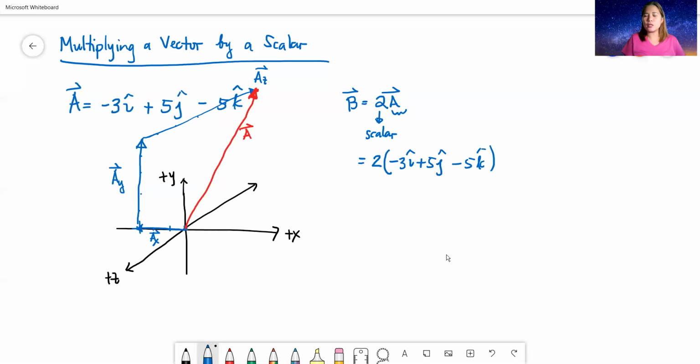And then you just follow the distributive property. So this becomes negative 6 i hat plus 10 j hat minus 10 k hat. This is twice vector A, which we defined as B. In other words, it will be in the same direction as A, but it is twice as long.